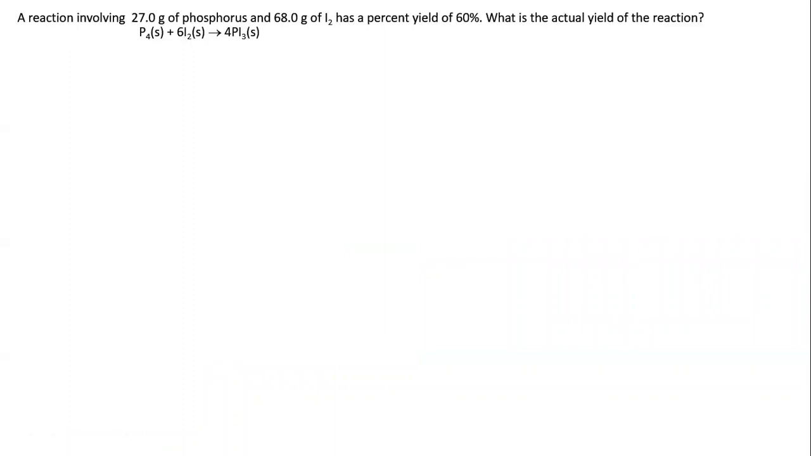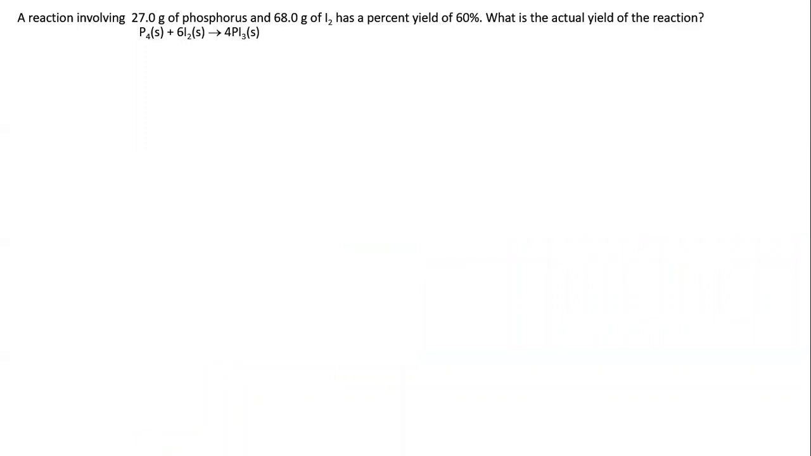So this is kind of a different twist to the usual percent yield problems. Here we have a synthesis reaction involving phosphorus and iodine to give us phosphorus triiodide. We have 27 grams of phosphorus, 68 grams of I2. This reaction has a percent yield of 60%. What is the actual yield of the reaction?